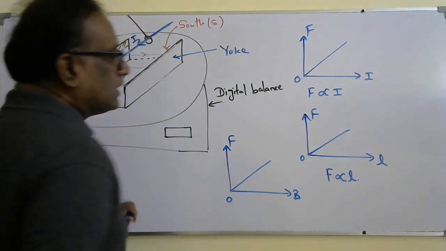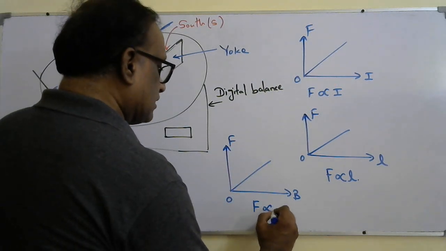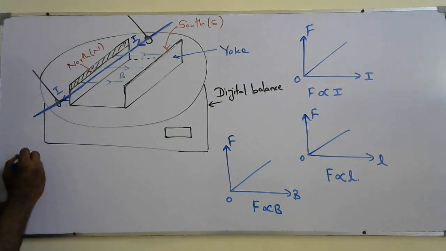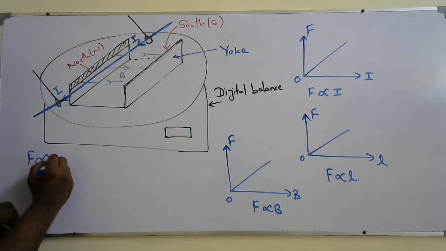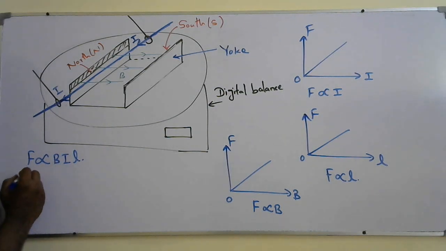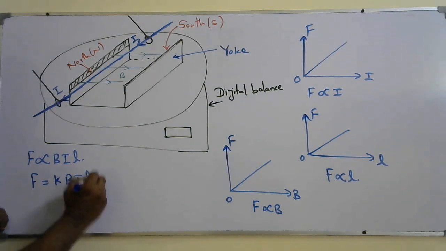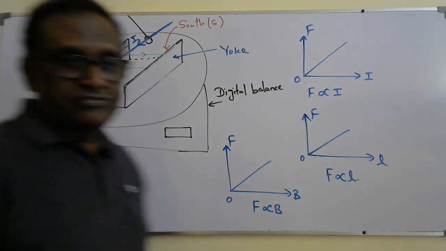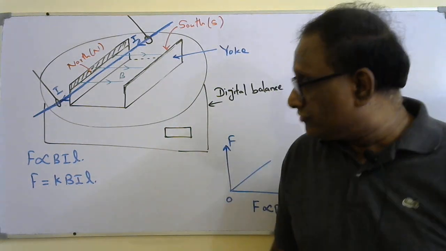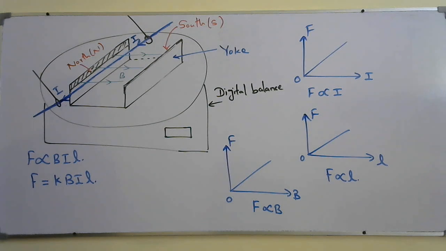When I combine all these three conclusions, I can say F is proportional to B I L. If I convert this relationship into an equation, F equals K times B I L. From this we define the unit of magnetic field strength. How do we define the unit of the magnetic field strength?